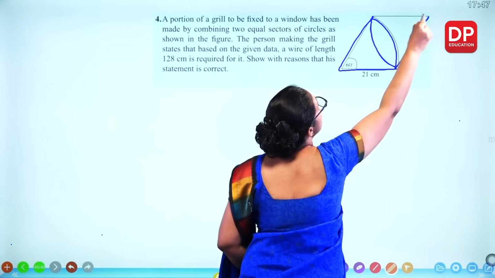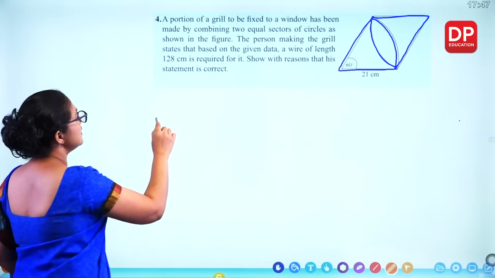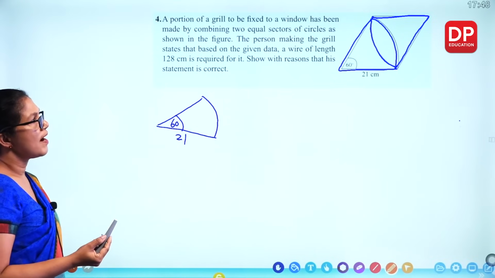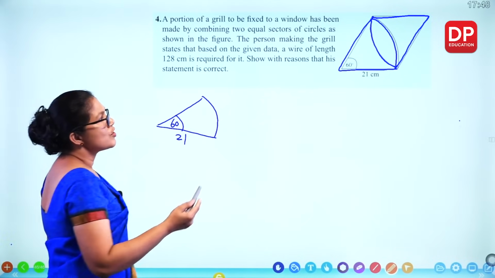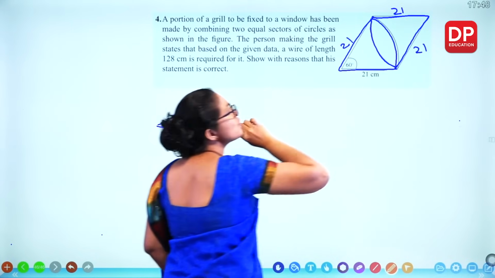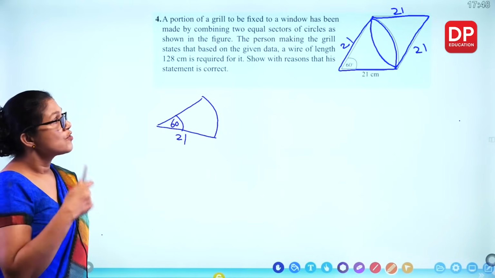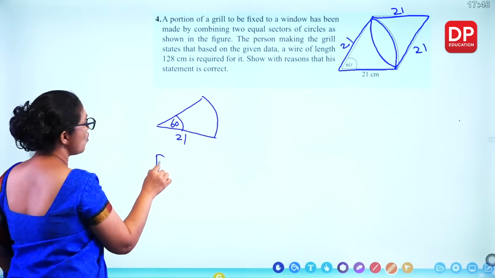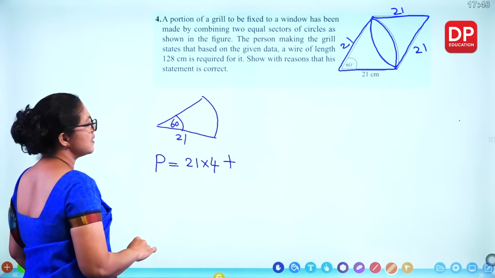So here basically we need to find the perimeter of the whole figure. First we'll find the arc length. This is like a sector with angle at the center 60 and the radius is 21. So first find the arc length, multiply by 2, you get both arc lengths, and then what do you get here? This is 21, this is also 21, this is also 21, and here also 21. Why? Because it's given same arc lengths. So all sides are 21s. So 21 times 4 with this arc length. So the perimeter of the total figure is 21 times 4 plus arc lengths.